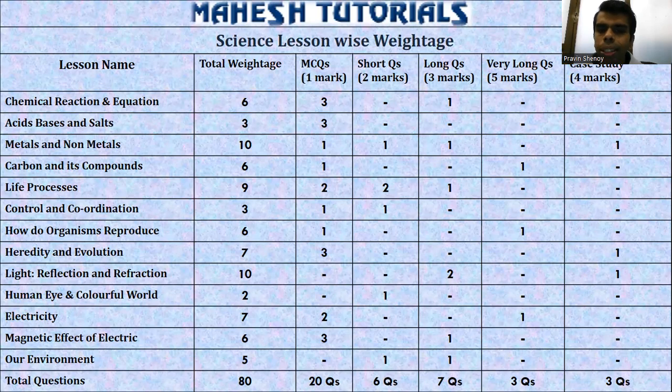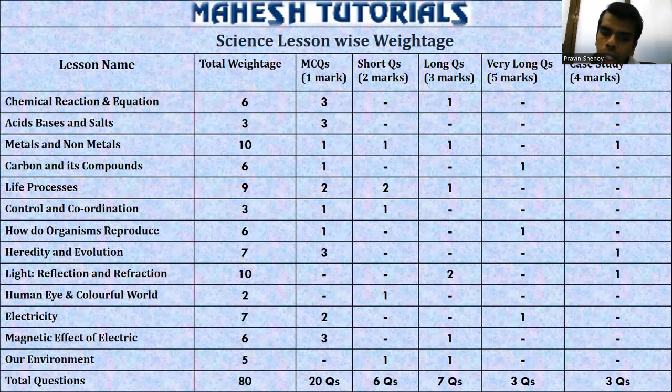The next chapter over here is electricity. The weightage of electricity chapter is 7 marks. For these 7 marks, you can expect 2 MCQs and 1 5-mark long question. The next chapter, which is very important over here, is magnetic effect of electric current. The total weightage is 6 marks. 3 MCQs will come from this chapter and 1 3-mark question will be asked from this chapter. And last but not least is an EVS chapter, very simple chapter, our environment. The weightage is 5 marks. For this 5 marks, you need to prepare 1 2-mark question and 1 3-mark question.